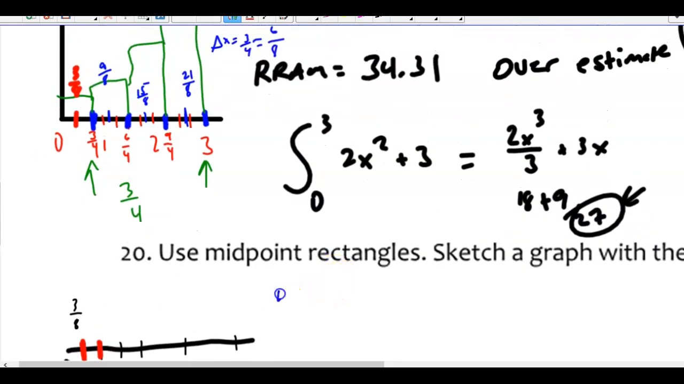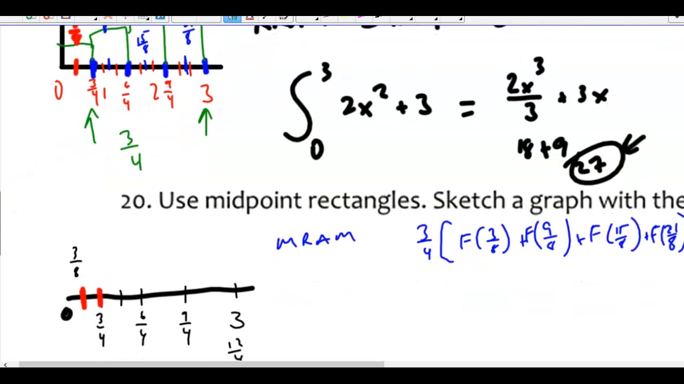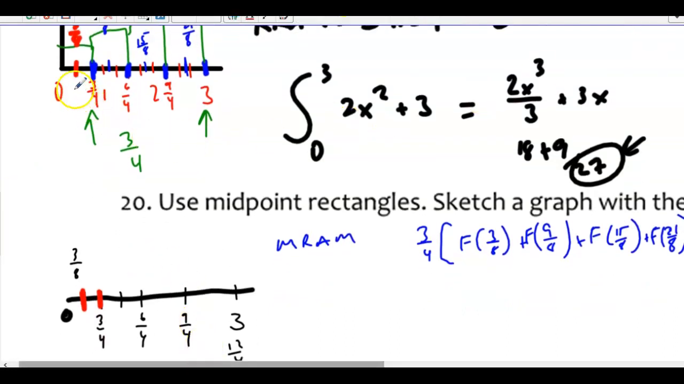So when I do my middle Riemann sum, it's delta x times the sum of f of 3/8 plus f of 9/8 plus f of 15/8 plus f of 21/8. Again, how do I find the middle of these? I took the 3/4, found half of that, which is 3/8. Now I just keep increasing by 3/4 because that's our step. When you put this in your calculator, you only use the middle values. I don't use 0 or 3. I use all the middle values.